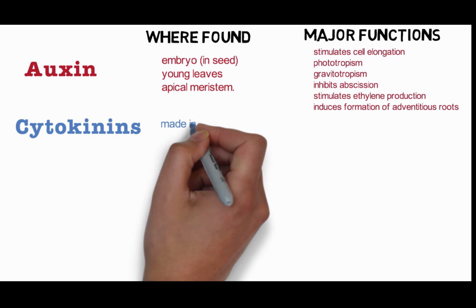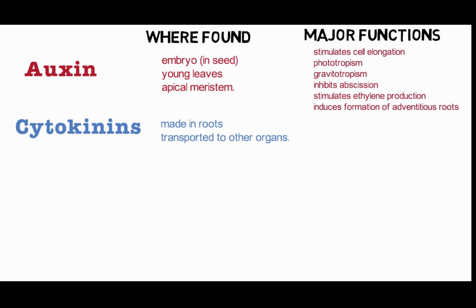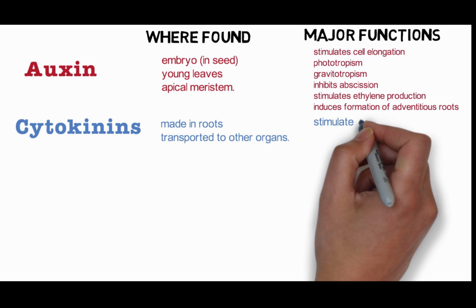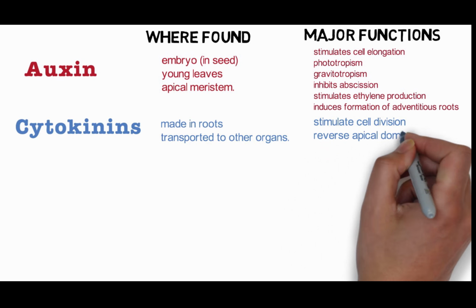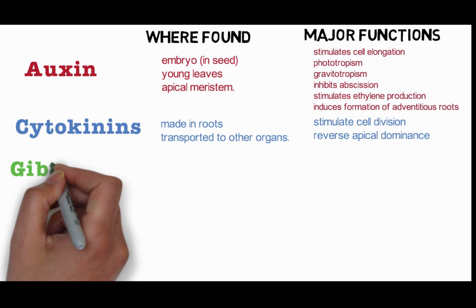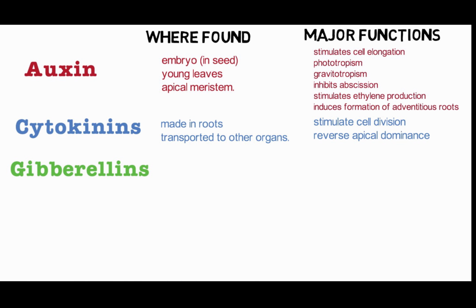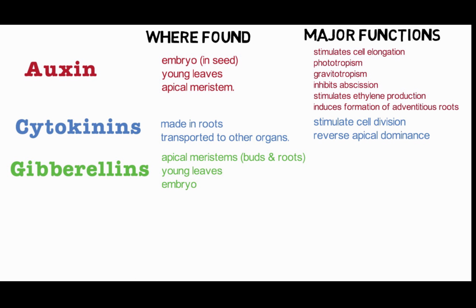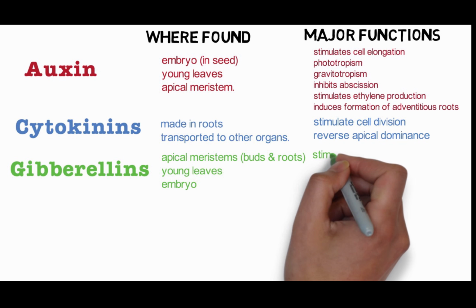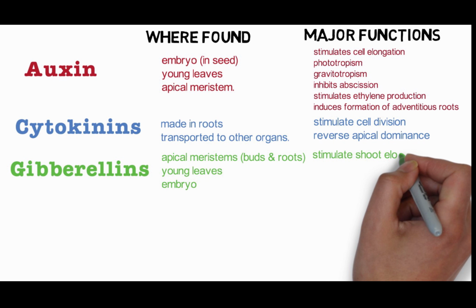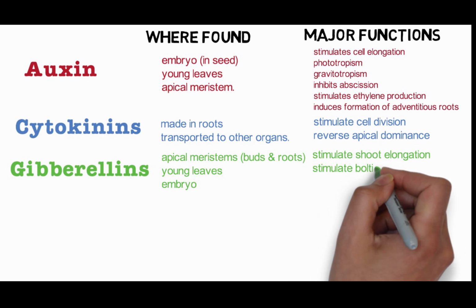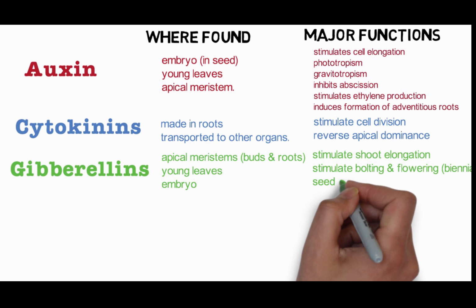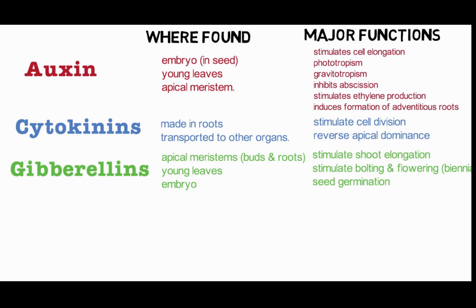Cytokinins are made in roots and transported to other organs. Cytokinins stimulate cell division and reverse apical dominance. Gibberellins are made in the meristems of apical buds and roots, in young leaves, as well as in the embryo. These hormones stimulate shoot elongation and stimulate bolting in flowering biennials. Gibberellins are also involved in the metabolic processes that lead to seed germination.